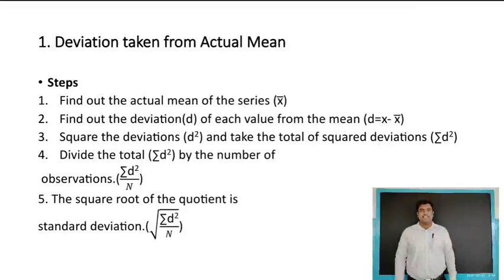In the second step, we find out deviations. Here, deviation d is equal to x minus x bar. In the next step, we square the deviations, that is after calculation of d, we calculate d square and take the summation of d square, that is sigma d square. Then we divide the sigma d square calculated in step 3 by the number of observations, that is sigma d square divided by n. Finally, apply the formula: the square root of the quotient is the standard deviation. Standard deviation is equal to square root of sigma d square divided by n.